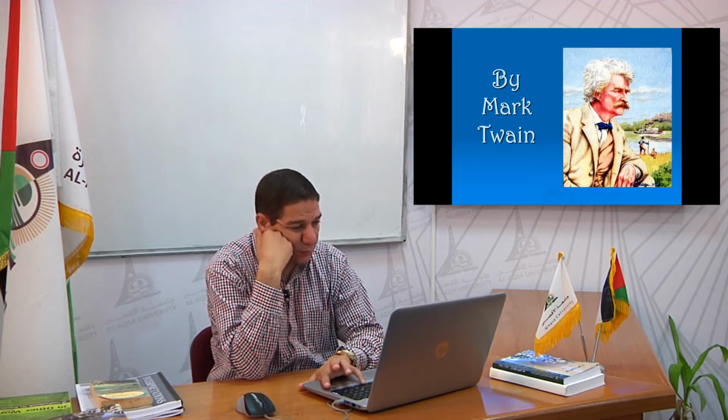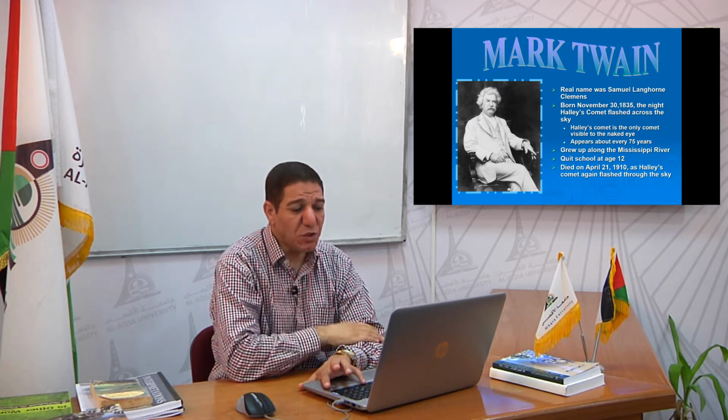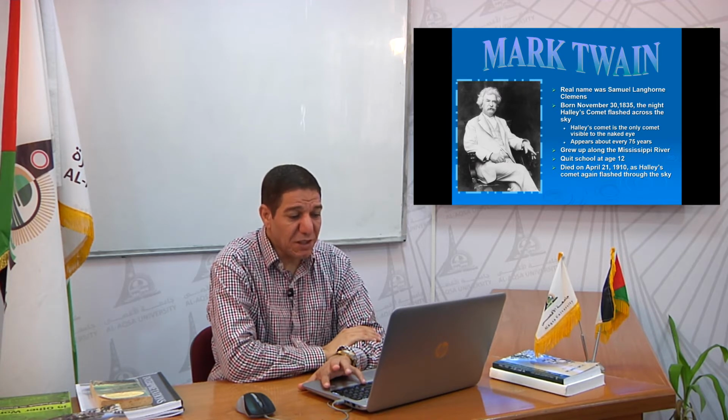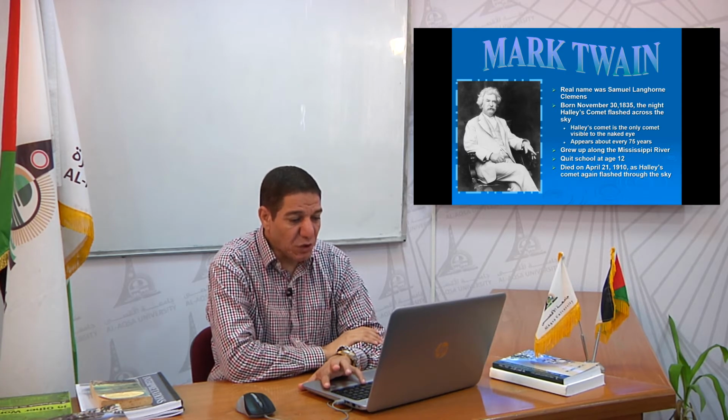Okay? Mark Twain's real name was Samuel Langhorne Clemens. He was born on November the 13th, 1835, the night Halley's Comet flashed across the sky. Okay? Halley's Comet is the only comet visible to the naked eye, and appears about every 75 years.